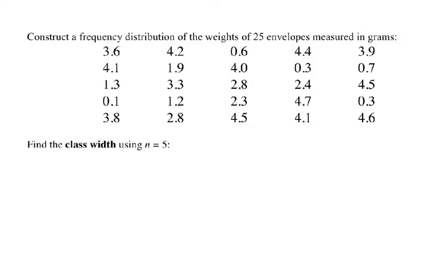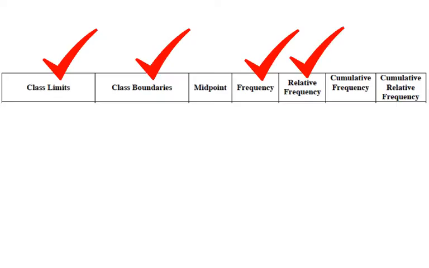So we take a look at this given data set, and it asks us to create a frequency distribution, a group frequency distribution of the weights of 25 envelopes measured in grams. And we notice that all these data values go to the tenths place. If even just one of the values goes to the tenths place, it basically changes everything that we do in terms of the group frequency distribution and the class width. So it's asking us to find the class width with 5 different classes.